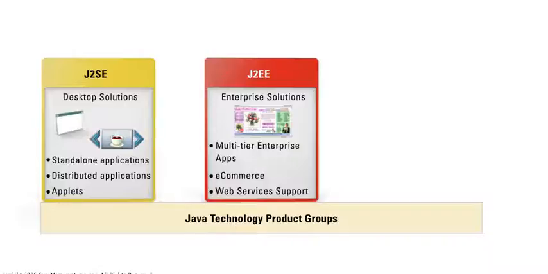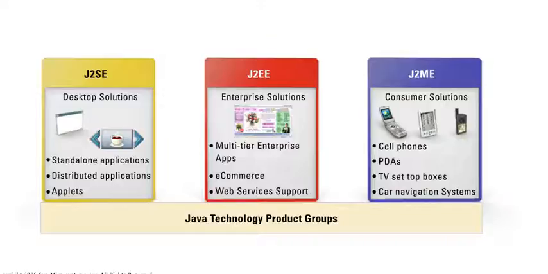That stands for Java 2 Enterprise Edition. Now using that, you can build powerful multi-tier enterprise apps and e-commerce applications. In fact, many of your popular websites are using J2EE technology. And lastly, there's the J2ME. That's the Java 2 Micro Edition. Now this you use when you need programs with a small memory footprint for use in things like cell phones, PDAs, and TV set-top boxes.